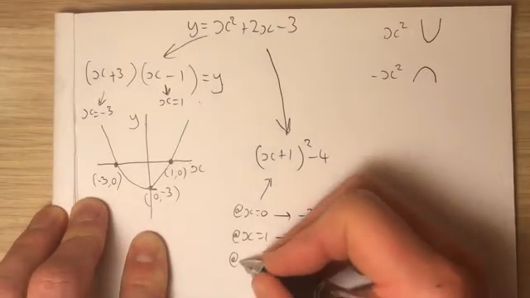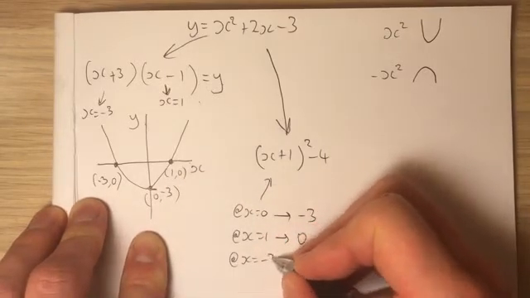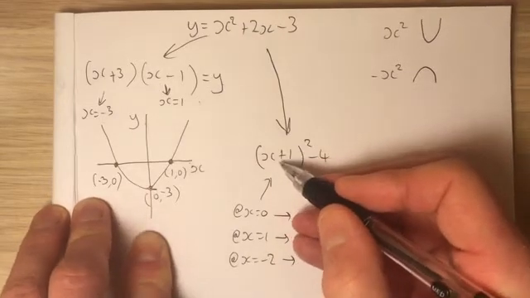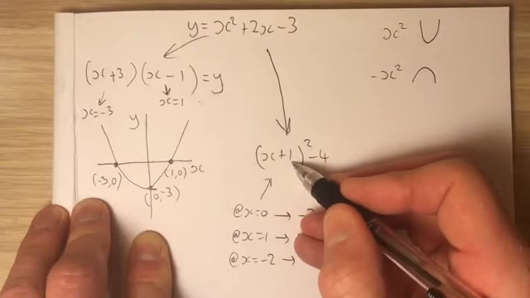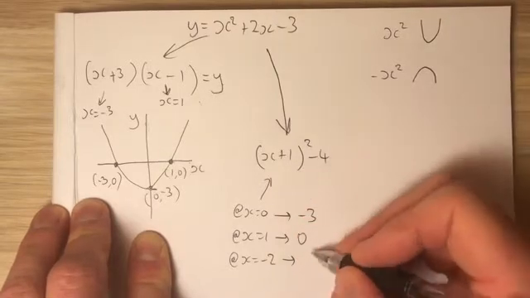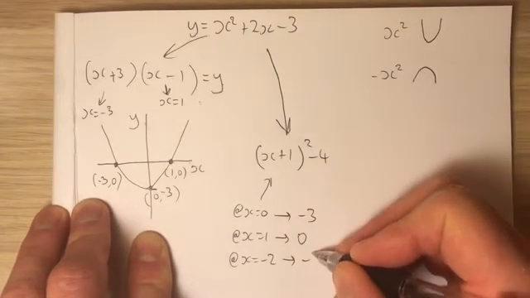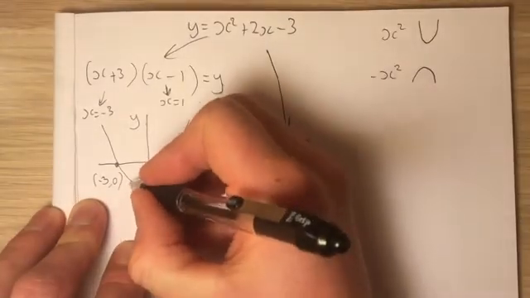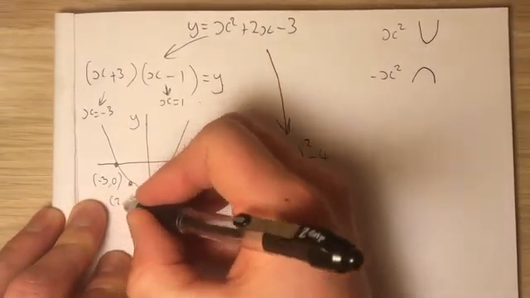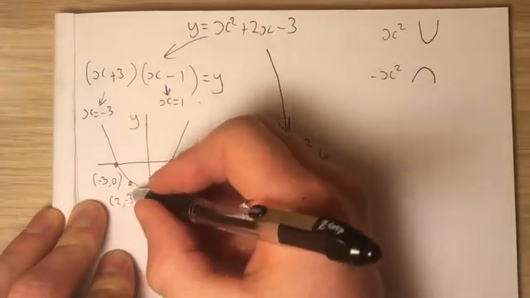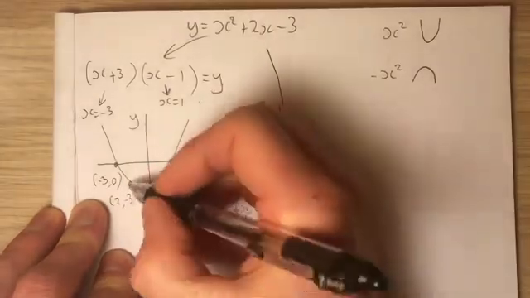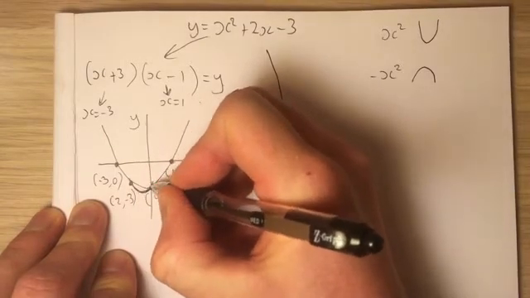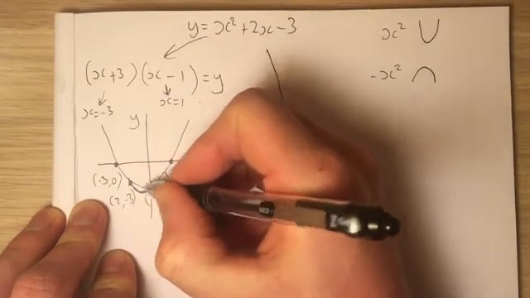And you can put in other numbers. Let's just try x equals negative 2 just for a change. Negative 2 plus 1 is negative 1. Squared is 1. Take away 4 is going to be negative 3. So I've got this coordinate here, which is negative 2 and negative 3. Kind of matches that. So I'm thinking that my graph really is going to have a bottom somewhere in between these 2 points that match the same height.